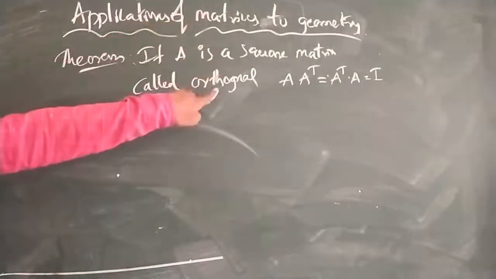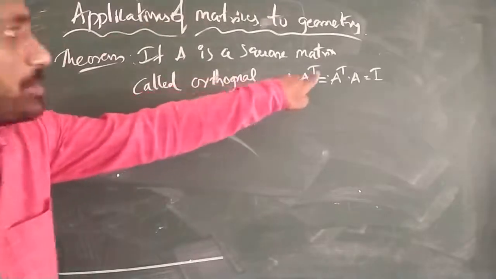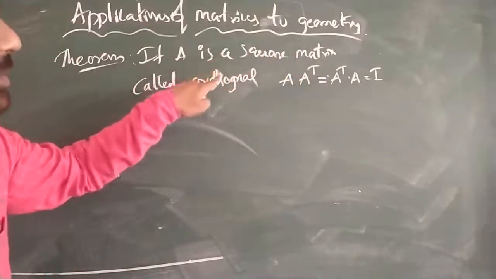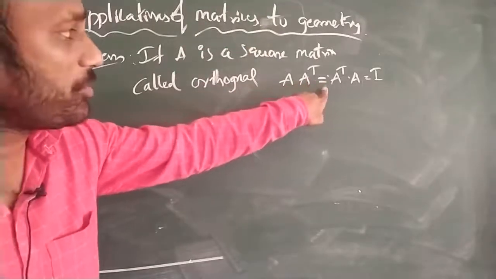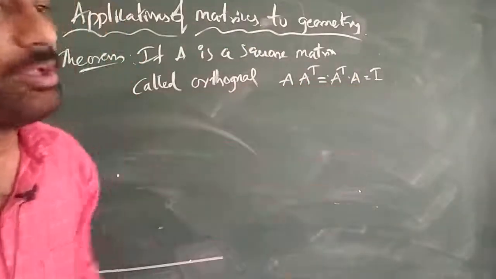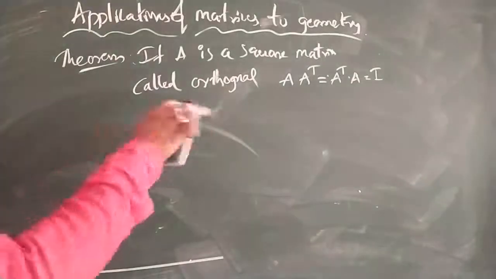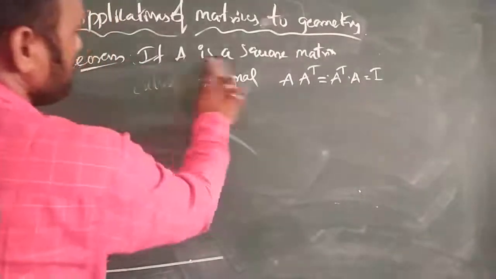So in geometry we are going to use this orthogonal concept. When I can call a matrix an orthogonal matrix, it means A into A transpose must be equal to A transpose into A, which should give the identity matrix. Now let us see with an example.